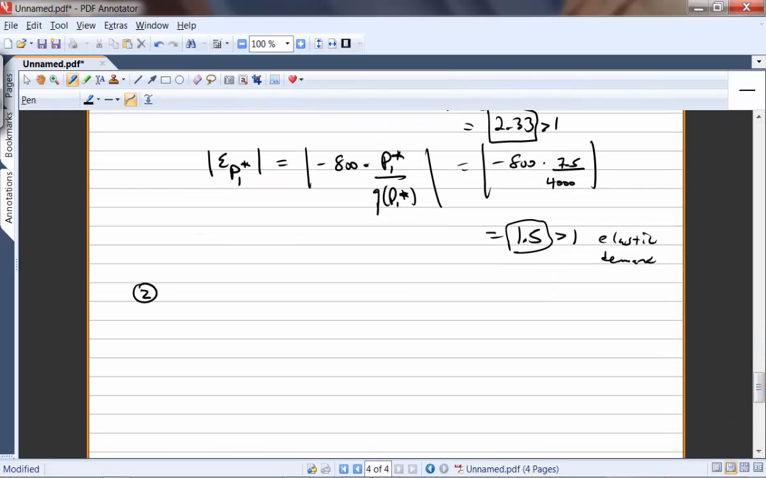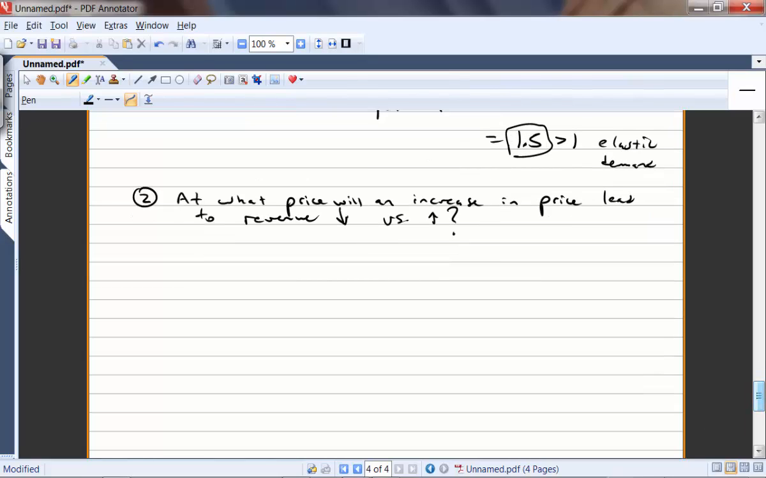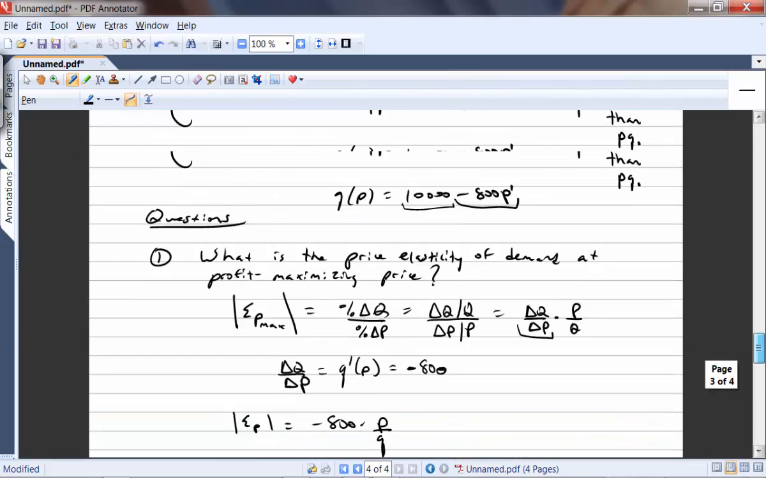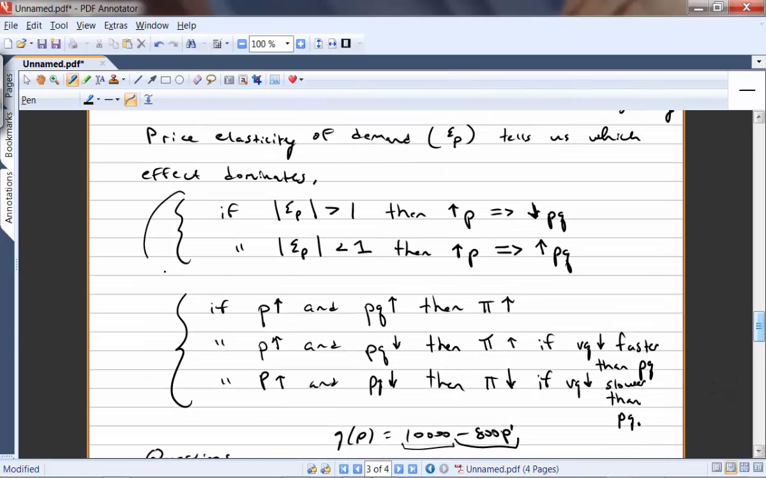Question 2. At what price will an increase in price lead to revenue going down versus going up? Well, to answer this question, we can look at what I gave you right up here. Use this right here.